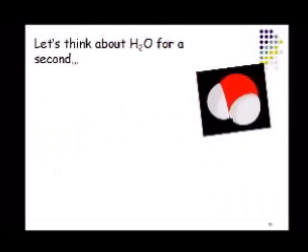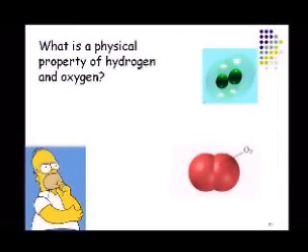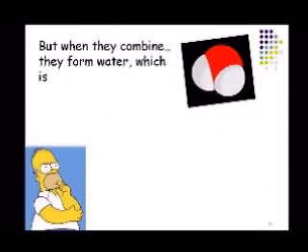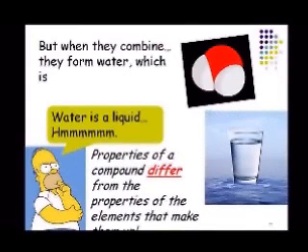So let's think about water. That's right, Homer. Water is a compound that's made up of 2 different elements. It's made up of 2 hydrogen atoms and 1 oxygen atom. So what is a physical property of hydrogen and oxygen? Right, they're both gases. But when we take those two gases, when they combine, they form water, which is a liquid. So we see the properties of a compound differ from the properties of the elements that make them up.